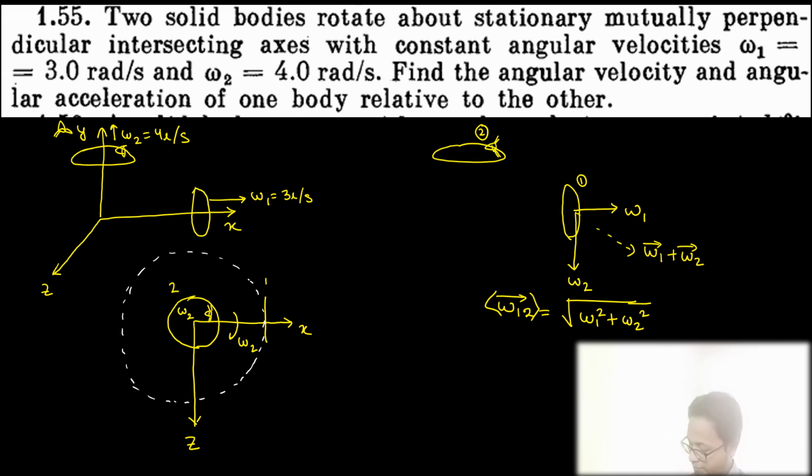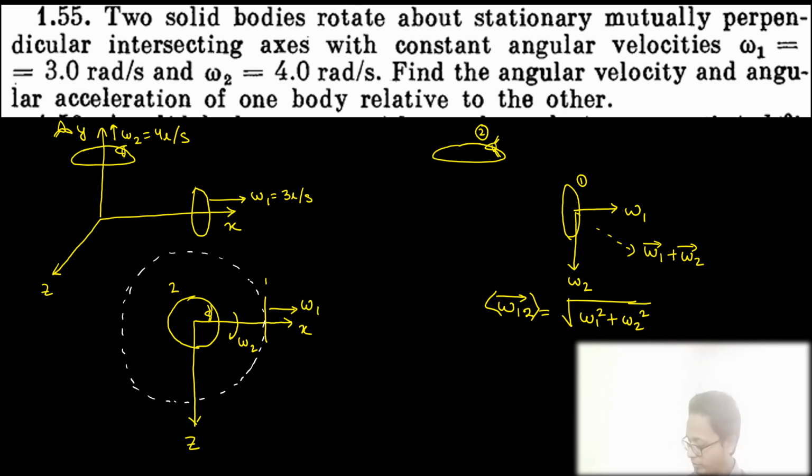Just imagine yourself sitting at the rim of the disk. If you are rotating, the world revolves around you, no? The world rotates around you. A similar thing is happening here. This axis revolves with the angular velocity of this disk in the opposite direction. And this one already revolves with angular velocity omega 1.